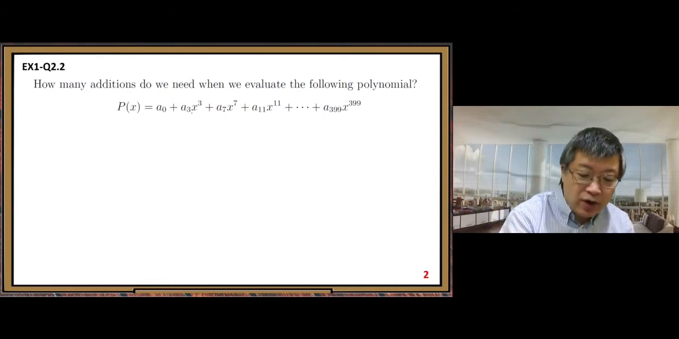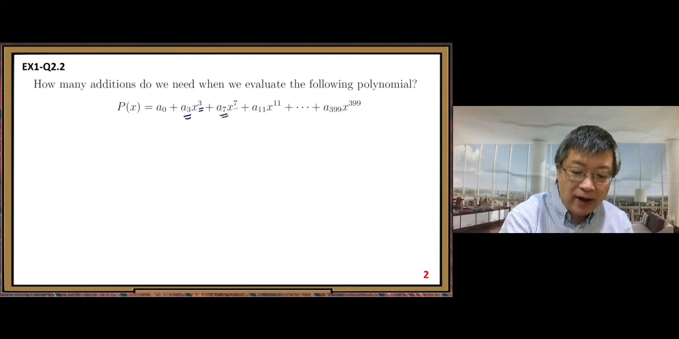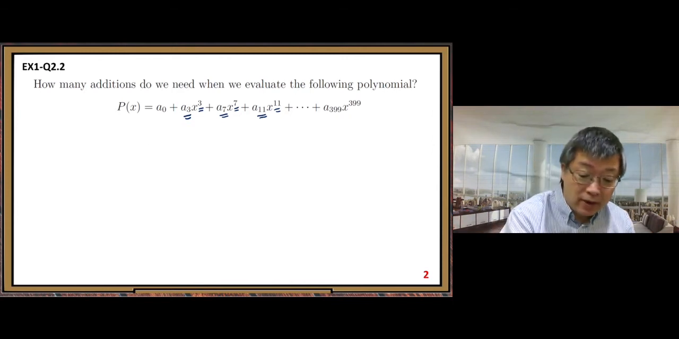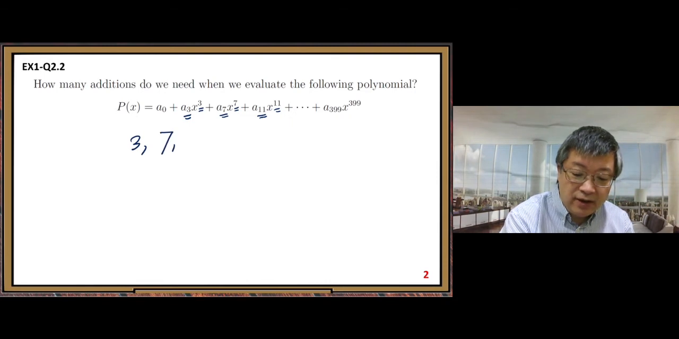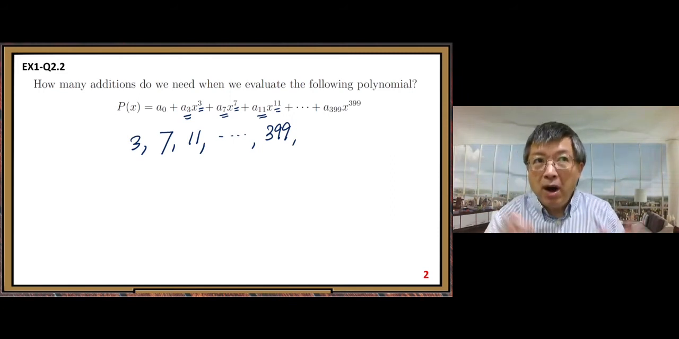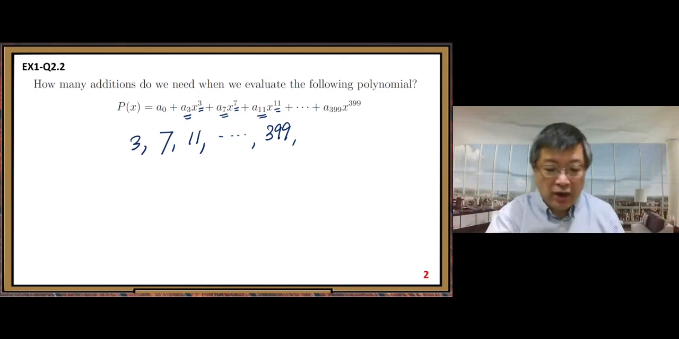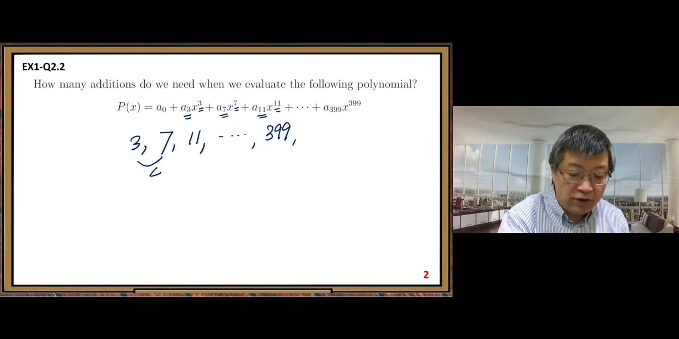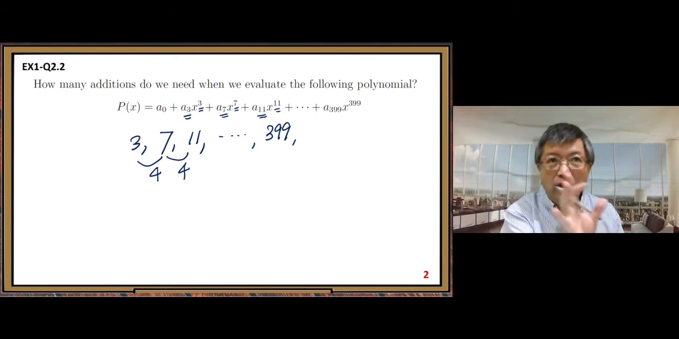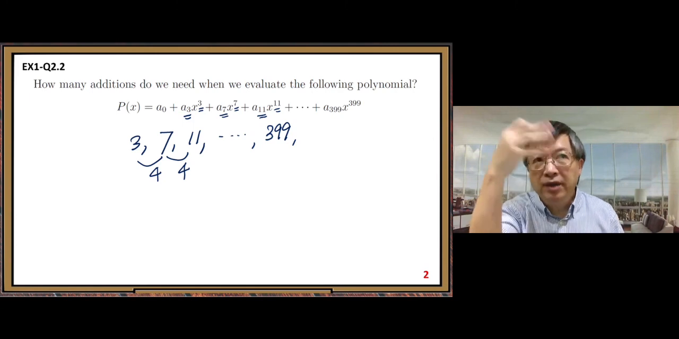This time, the subscript and superscript are the same, right? But they're not consecutive numbers. You can associate with that, but they're not consecutive numbers. Let me list them: 3, 7, 11, and so on. The last one, 399. Can you see some rule among these numbers? The difference is 4, right? So the next number, we just add 4 to the current number. The common difference is 4.